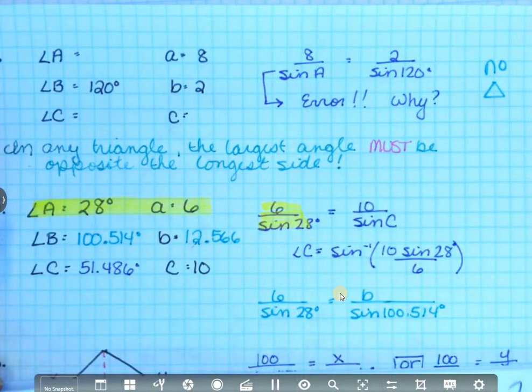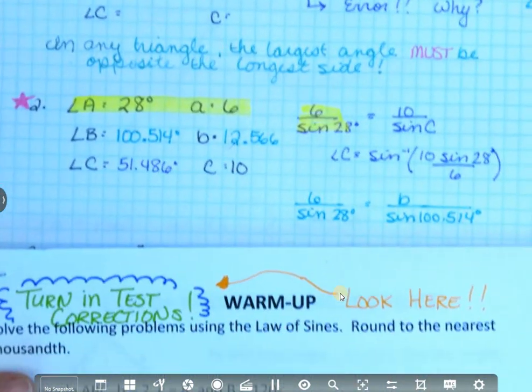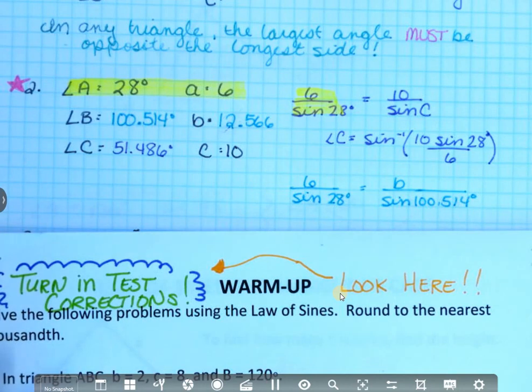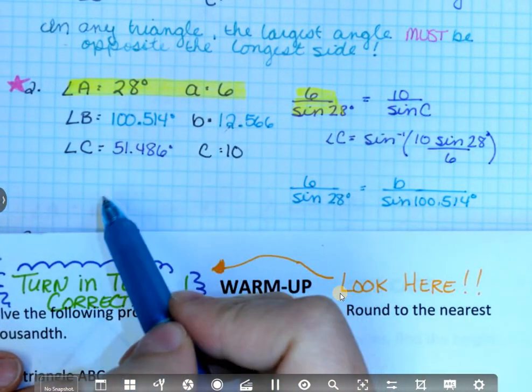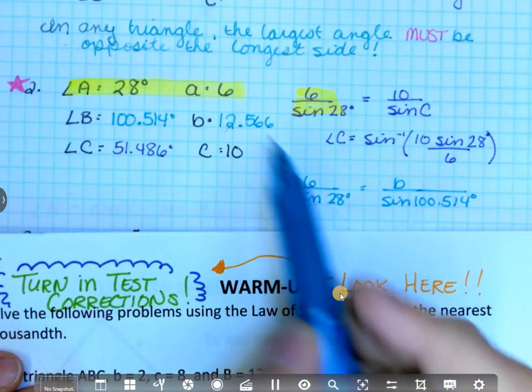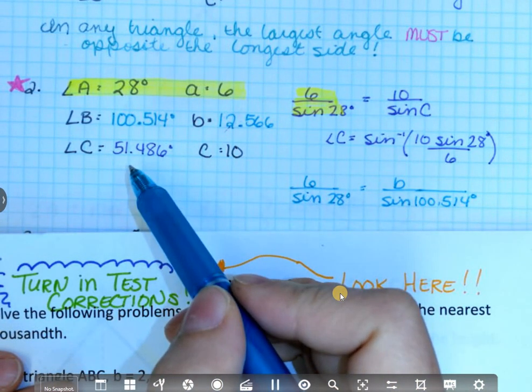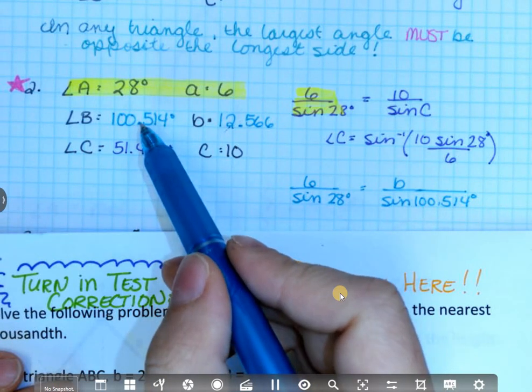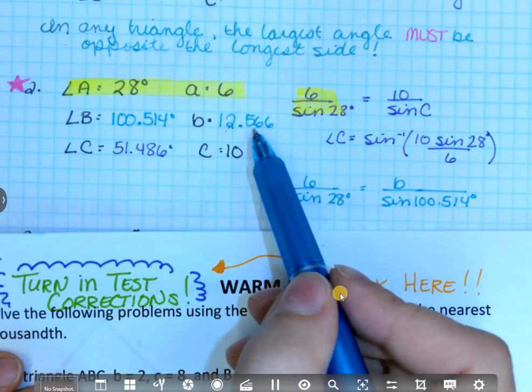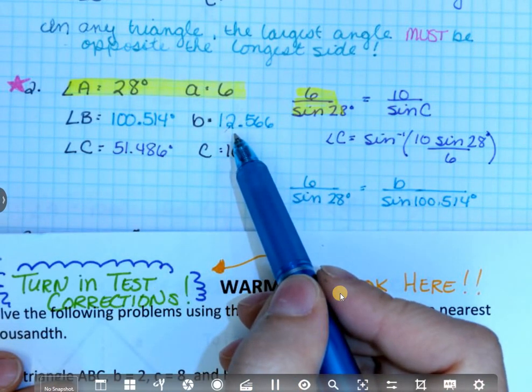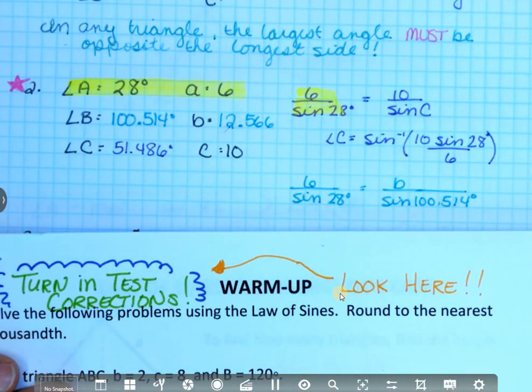On problem number 2, this is going to fit into what we're going to be talking about a little bit later. We still have our angle side pair. We start solving. You get that your angle C is 51.486. Then you find your missing third angle, 100.514, and your missing side, 12.566. You guys okay with that?